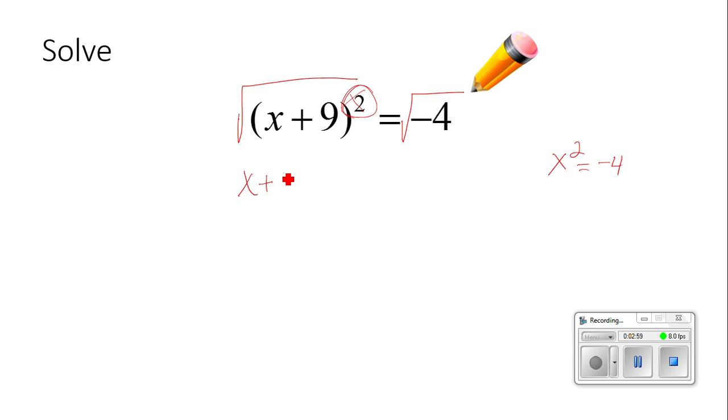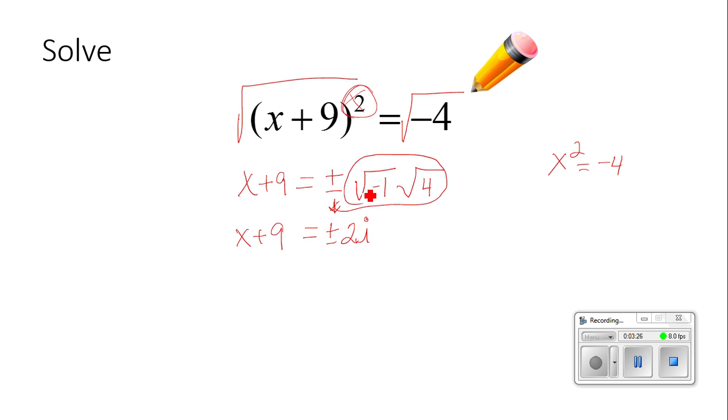Now we have x plus 9 equals plus or minus the square root of -4 can be broken up into the square root of -1 and the square root of 4. The square root of -1 is I, the square root of 4 is 2. Now I'm going to bring down the plus or minus. Now here is where I'm going to caution you. You cannot put that plus or minus anywhere you'd like. It has to go in front of these guys, okay? It has to go in front of what you have over here.